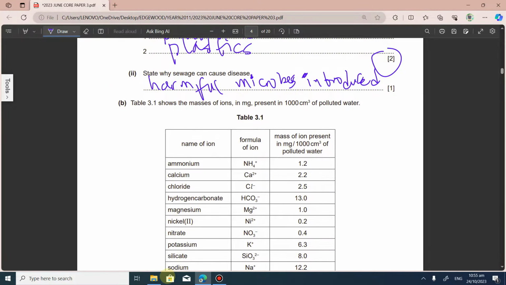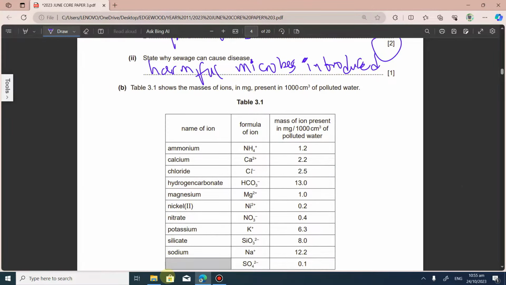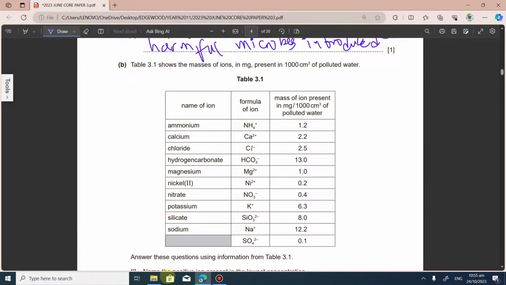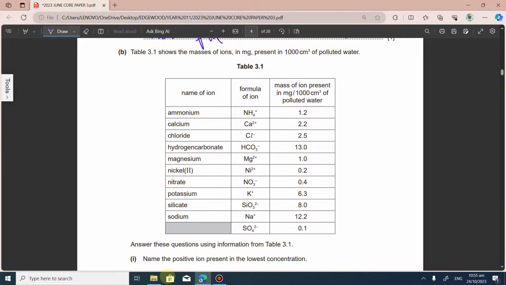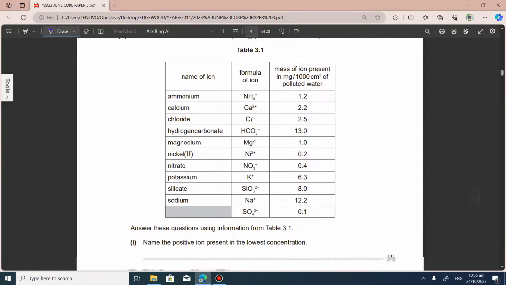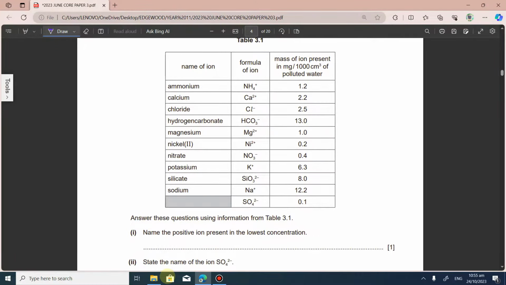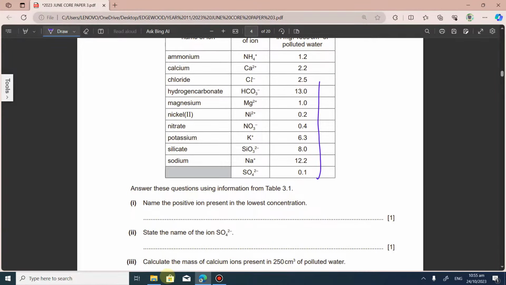So we move to the next question. It says table 3.1 shows the masses of ions in milligrams present in 1000 centimeter cube of polluted water. So this is the table 3.1. It contains various ions, cations and anions, and the mass of the ion present is also given in this column. So answer these questions using information from table 3.1.